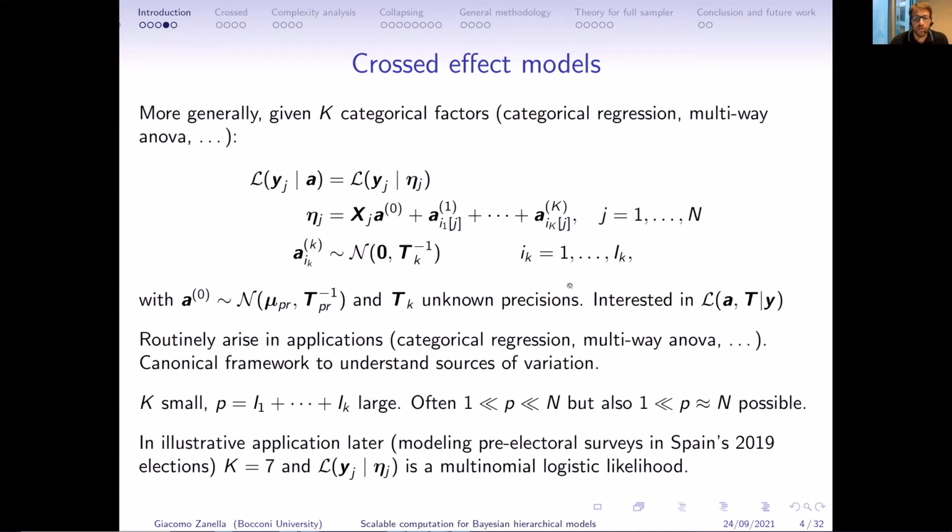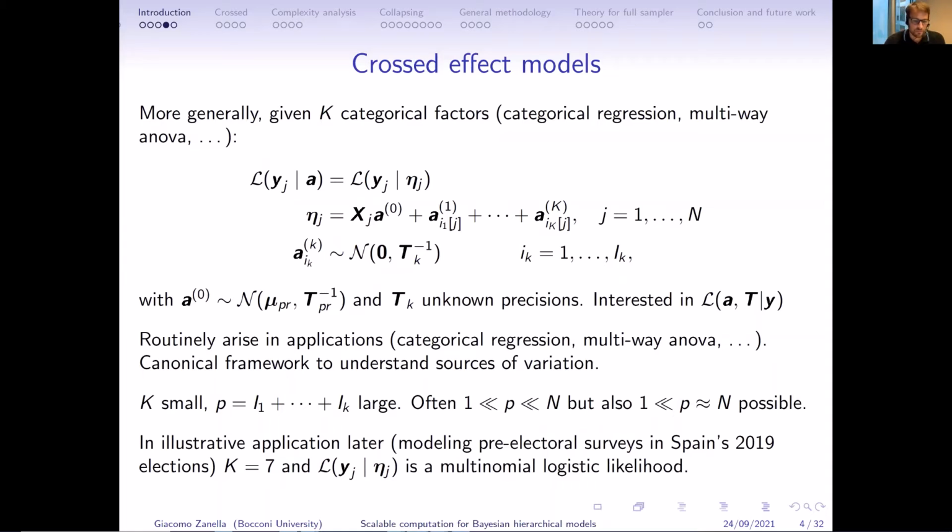More generally, we will be dealing with cross-effect models of this form. You have a data point Yj for j going from 1 to n, where capital N is the number of data points. The likelihood can be any generic likelihood, which depends on a linear predictor, where basically you have a regressor with some fixed effect a0 plus capital K categorical effects. And the focus will be on these categorical effects, because I will be assuming that the number of predictors in the fixed effects is quite low or moderate, while the number of categories in the categorical factors can be very large. So capital Ik can be potentially very large. Capital K will be small, so we have a few factors, but with potentially many categories. And this is a common situation arising in categorical regression, multi-way ANOVA, and so on. It's just a generic dependent structure, which again is not nested but crossed.